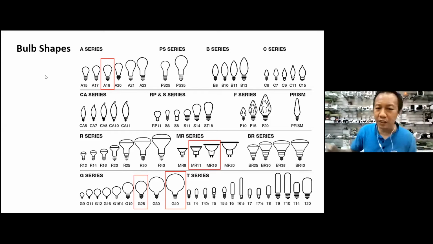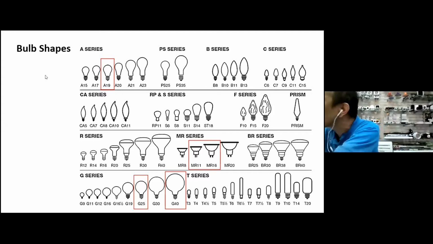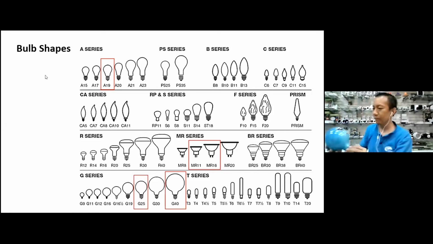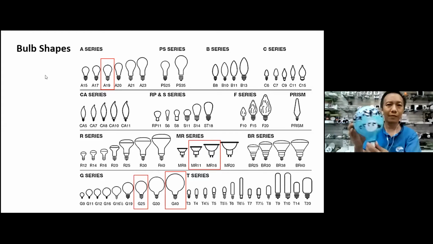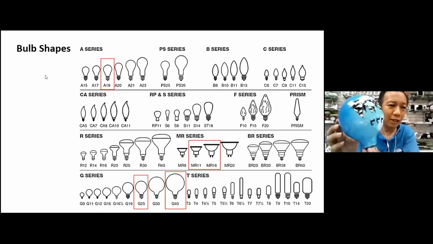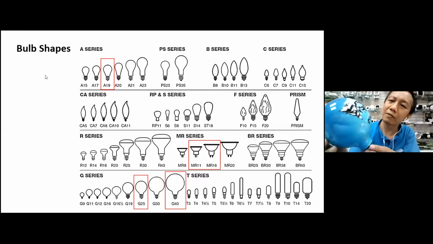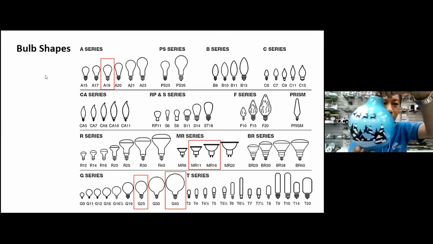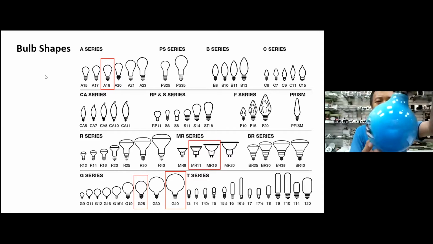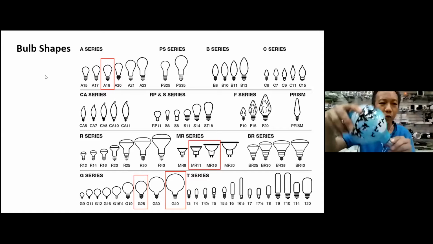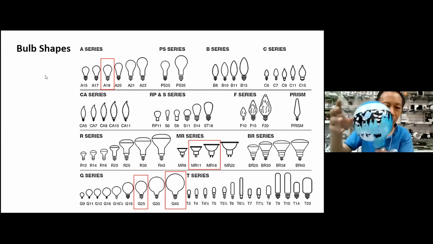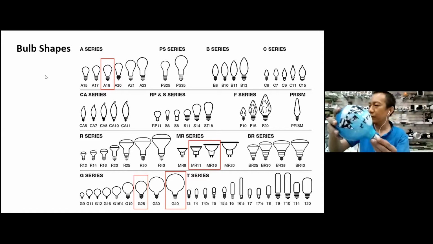G series or yung globe lamps. Sa globe, gusto ko lang pakita to. Ganda eh. Yan. This is hand-painted na, no? So, ganyan, customize to. Okay. So, by the term G globe, G25, G40.